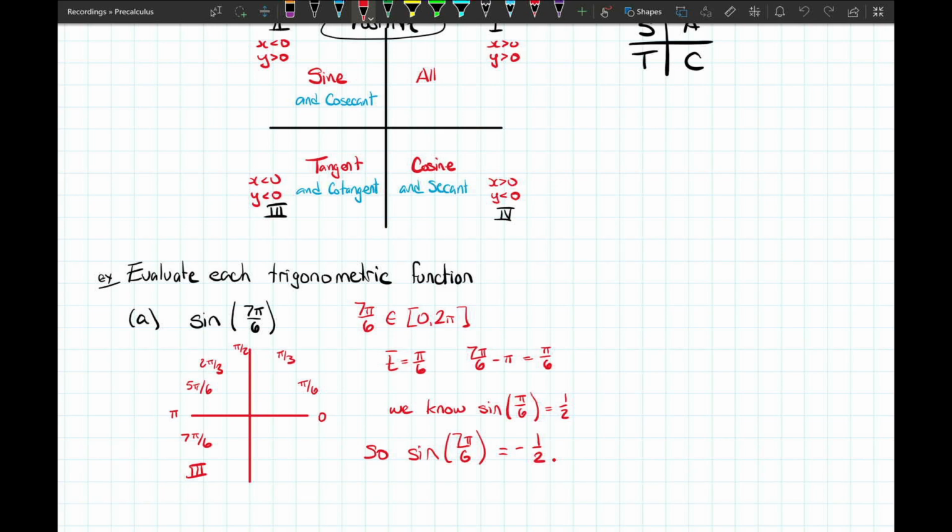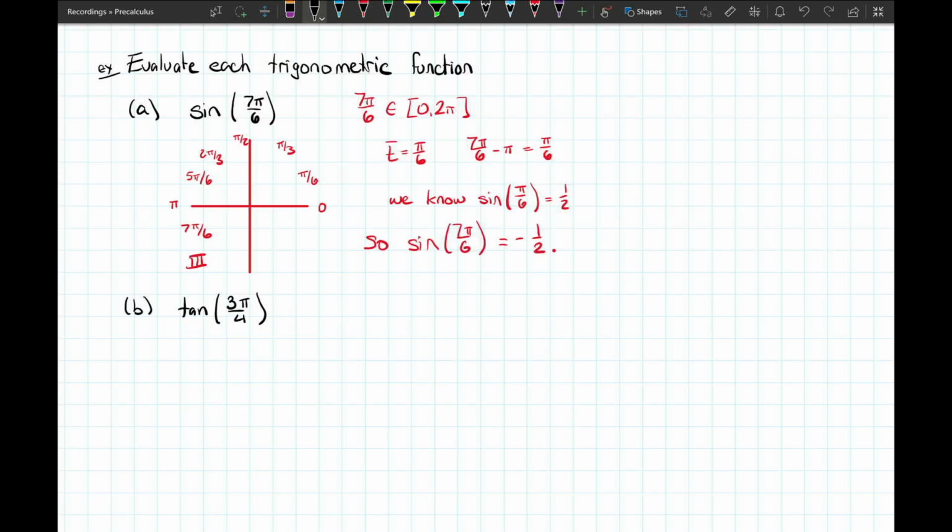Now, why don't we try looking beyond sines and cosines and trying something like tangent? Let's look at tangent of 3 pi over 4. Well, again, 3 pi over 4 is some number between 0 and 2 pi. Pretty easy to check that. 3/4 is just some number that's between 0 and 2. All right, well, then we don't have to worry about finding a coterminal angle, but what is the reference number?